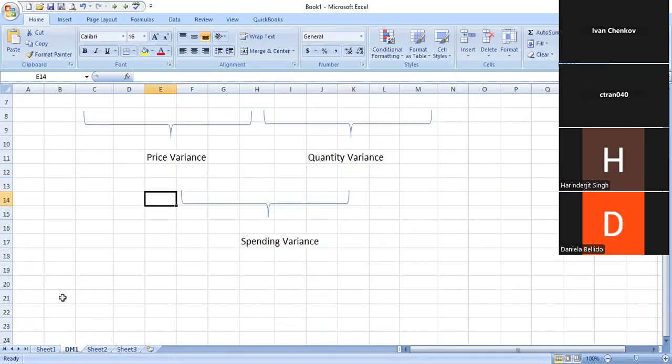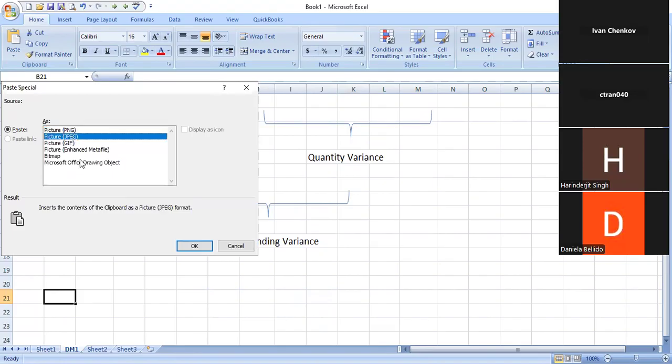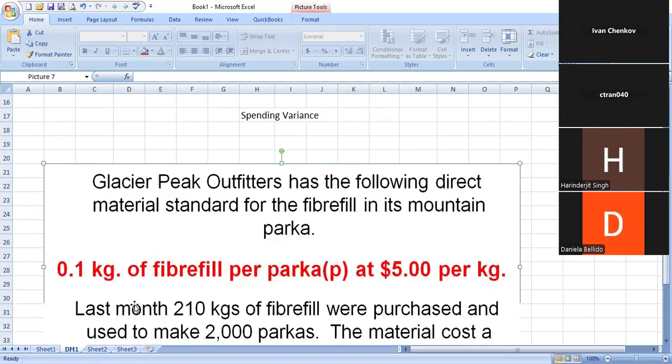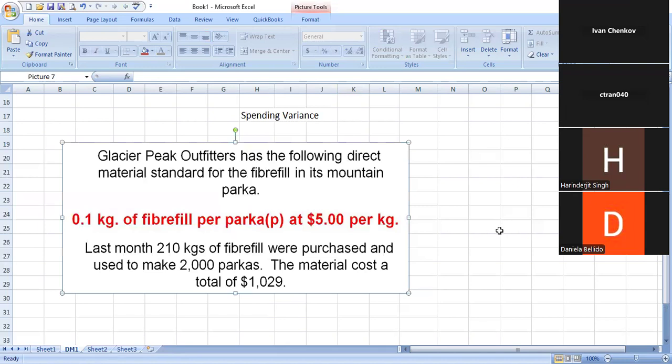So let's see our question here. Our question is that this company follows direct material standards. So once you see they follow direct material standard, that means we have to calculate direct material variance. The question is going to tell you which variance we're chasing. Is it going to be direct material? Is it going to be direct labor? Is it going to be variable overhead? So in this case, we're chasing direct material variance.